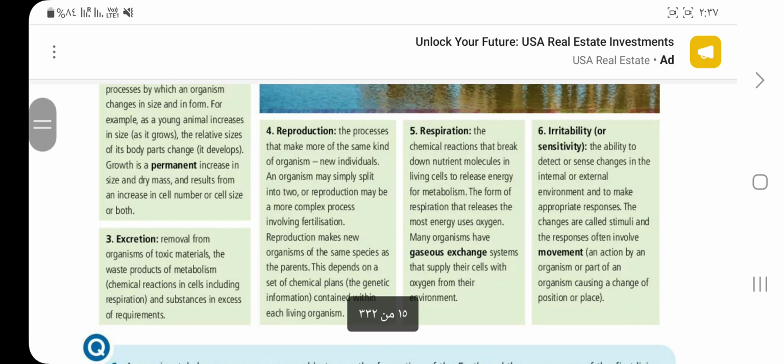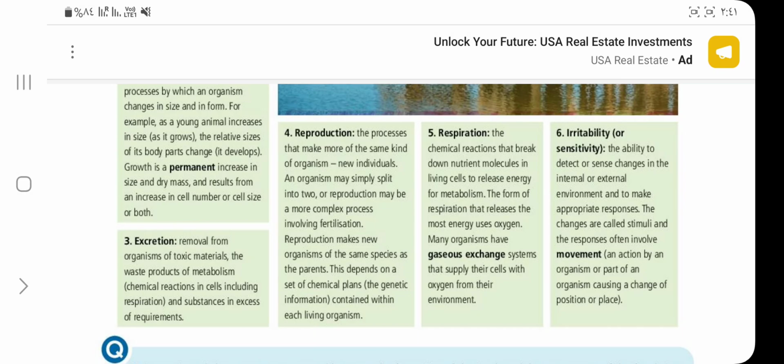The last process is irritability or sensitivity. Irritability or sensitivity is the ability to detect or sense changes in the internal or external environment and to make an appropriate response. The changes are called stimuli, and the response often involves movement. Again, irritability or sensitivity is the ability to detect or sense changes.